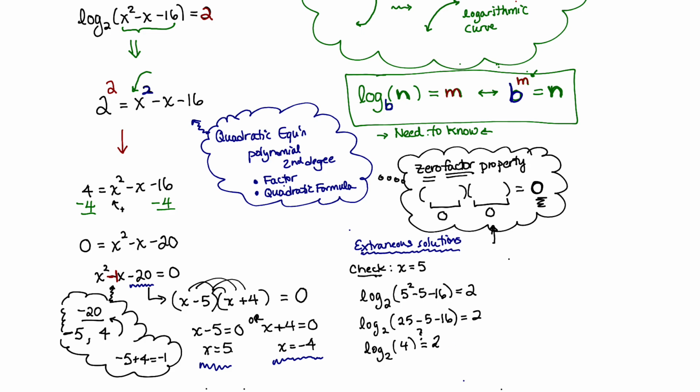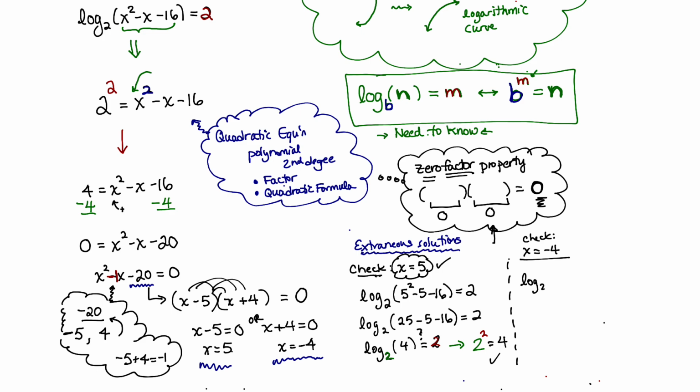And so my question is, is this a true statement? Well, yeah, because base 2 raised to the second power, rewriting this in exponential form, is 4, and that is true. And so yes, x equals 5 is a true solution, and it satisfies our original equation. We want to check our other solution, x equals -4 now, and see if we get a similar result, something that is in fact true.